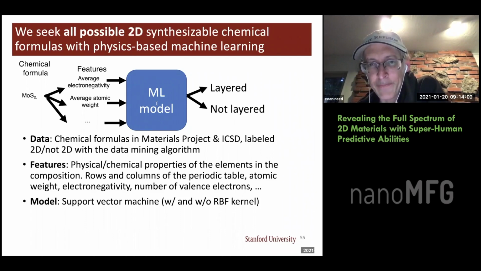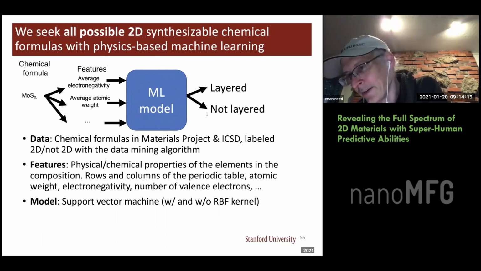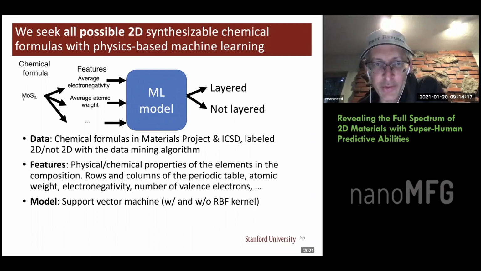And in the case of a classifier, these models will predict whether something is layered or not layered. And so we start with the chemical formula. We have an algorithm that's very fast that predicts whether something is 2D or not synthesizable.